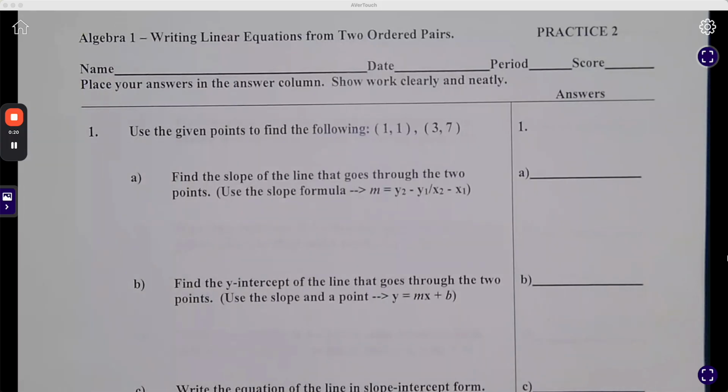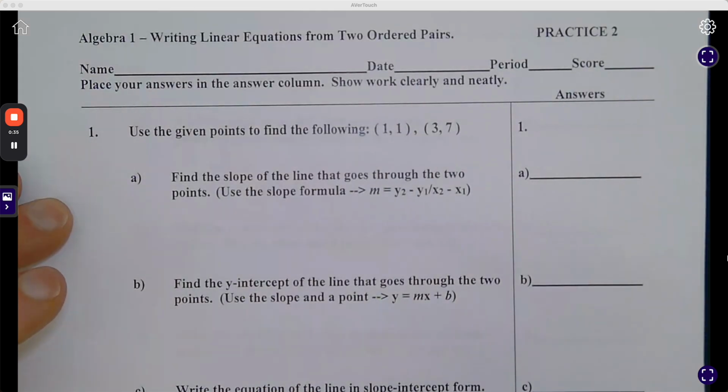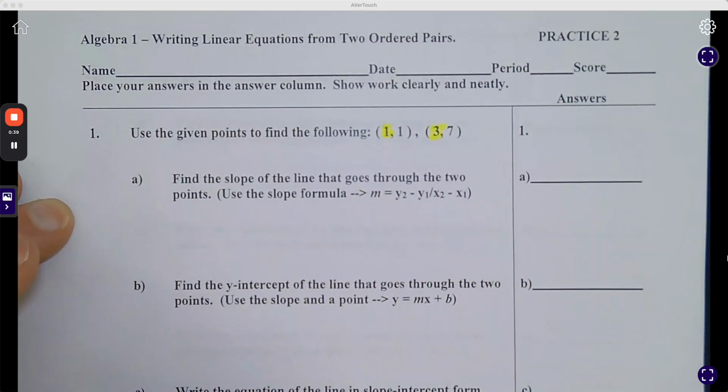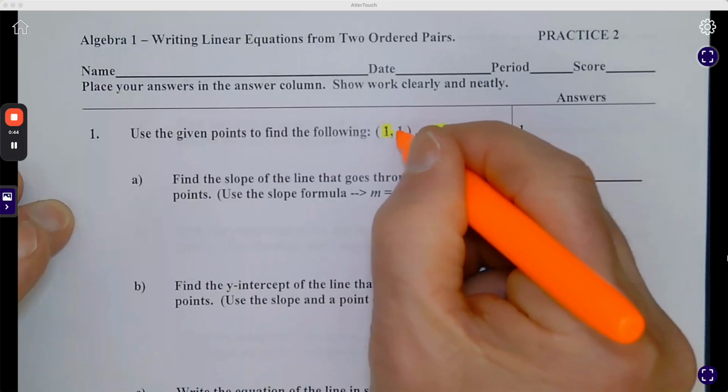This is writing linear equations from two ordered pairs, practice number 2. People, we got to clock it and lock it. Let's make sure your devices are away, you are focused on yourself, and you're making yourself the best you can be. Remember, ordered pairs always come x comma y. So I'm going to say that this is my x value right there, and this is my y value right here.